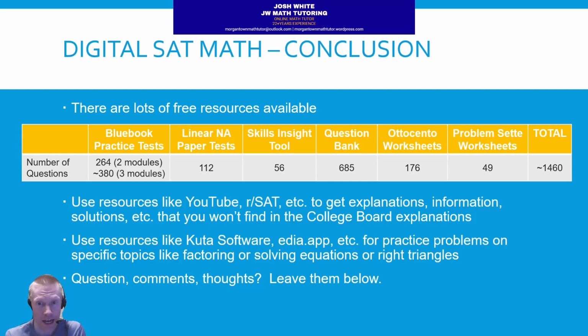The question bank has 685 unique non-overlapping questions. And again, I'm excluding the Skills Insight tool; I'm counting them separately. So that's why here it's 685, not the 741. And again, that's also excluding the Bluebook practice tests and the linear non-adaptive paper tests as well. Those are just the unique questions that don't appear anywhere else.